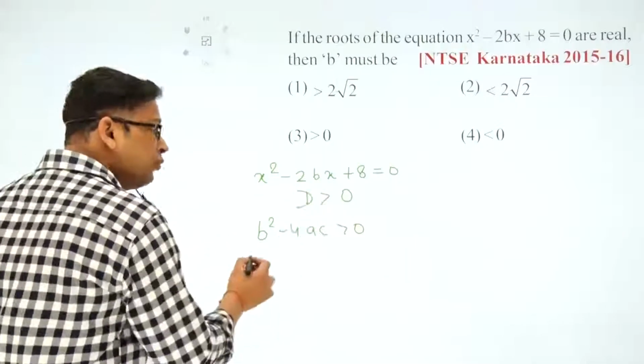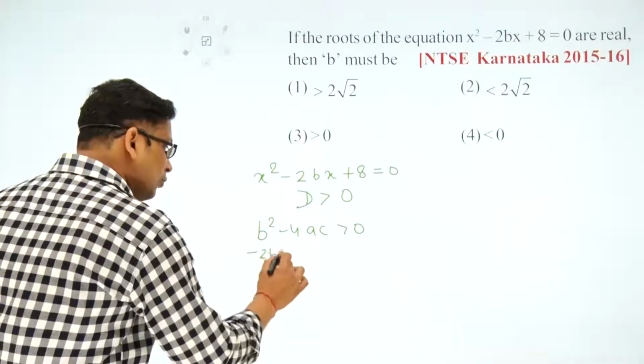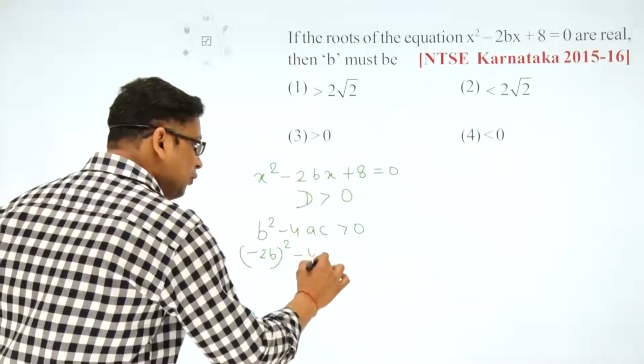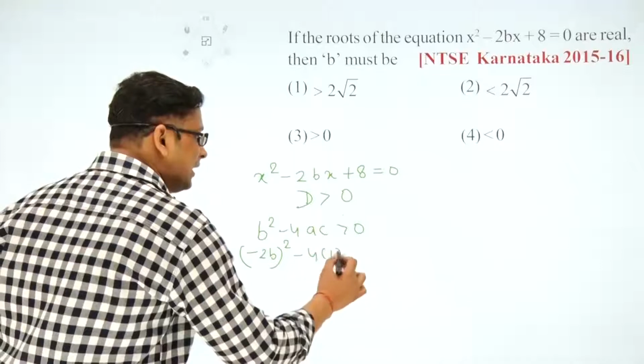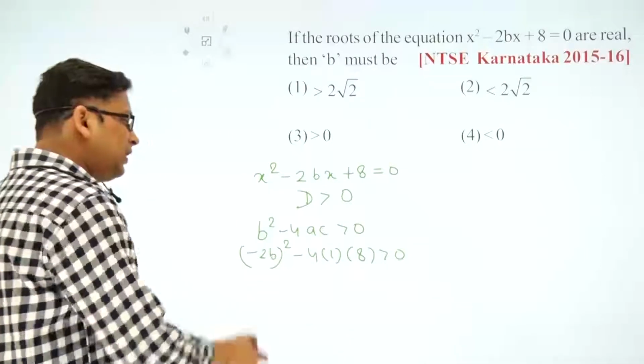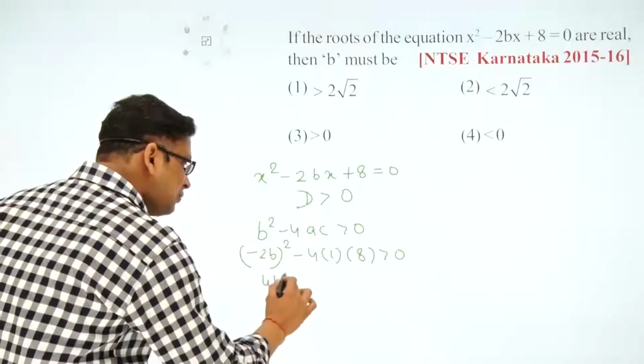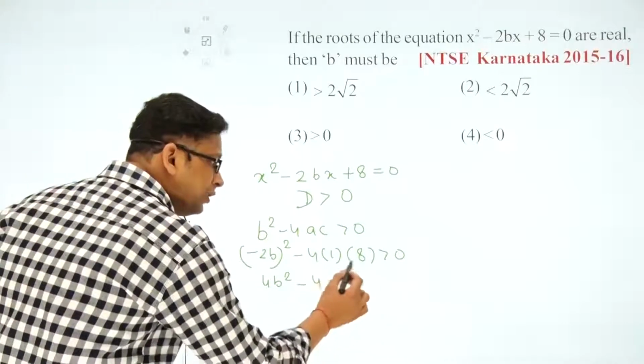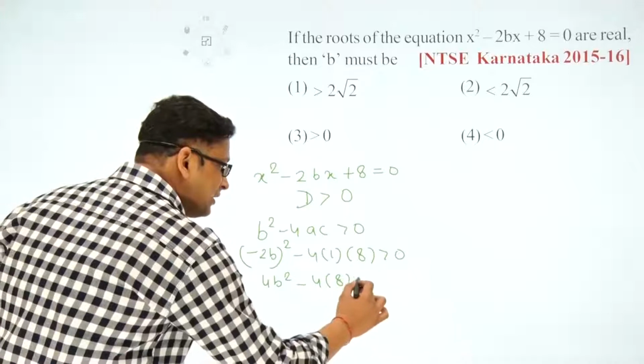So over here b is what, that is 2b minus 2b whole square minus of 4, a is what, that is equal to 1, and c is equal to 8, and the discriminant is greater than 0. So over here we can say that 4b square minus 4 into 8 is always greater than 0.